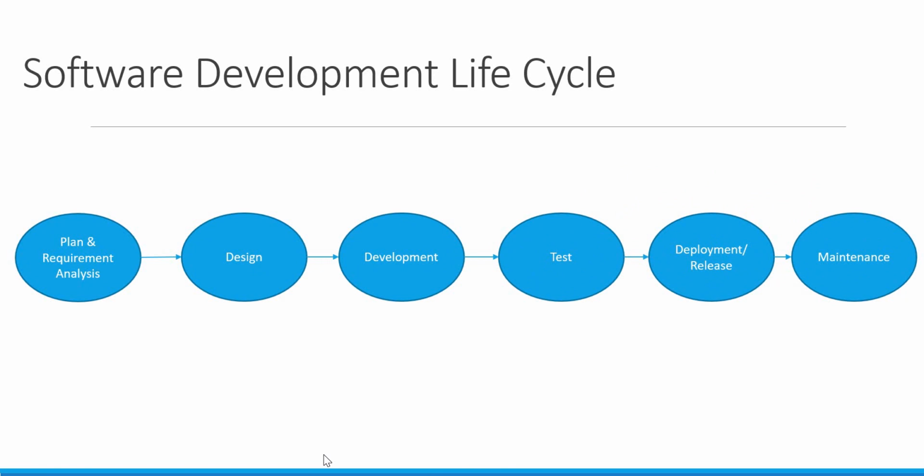Software Development Lifecycle, or SDLC, is a process or methodology which is used to design and develop high-quality software products. This lifecycle consists of many phases like planning and requirement analysis, the design of the software, the development of the software, the testing, the deployment, and finally the maintenance. These are the main phases of most software development life cycles. We have different models which implement this software development life cycle. For example, waterfall model, agile model, and so on.